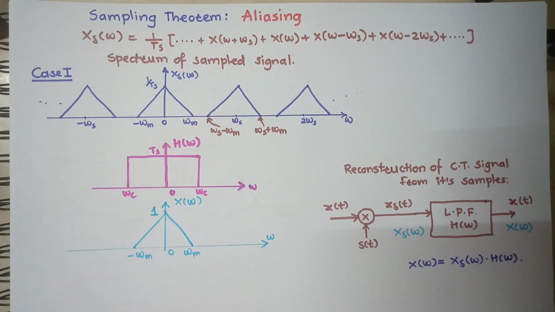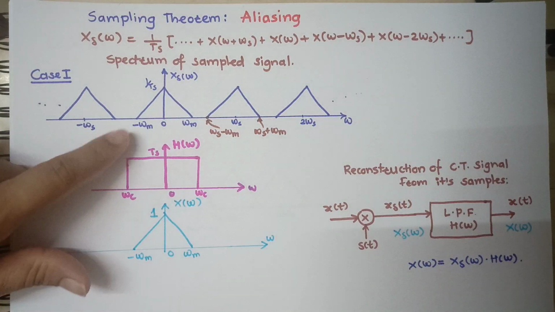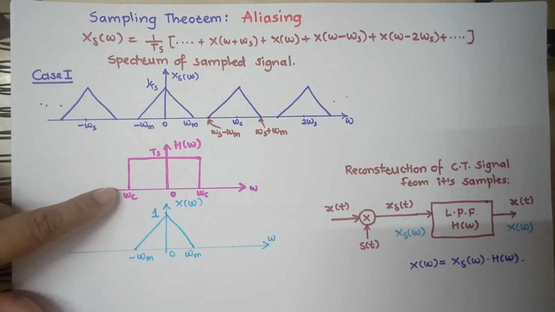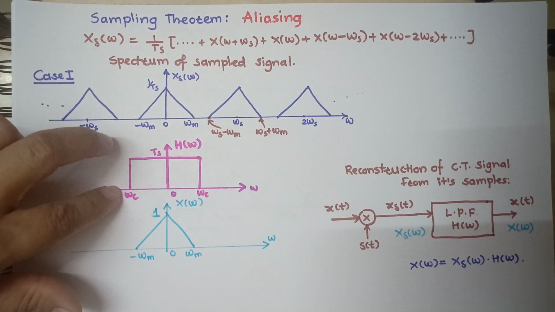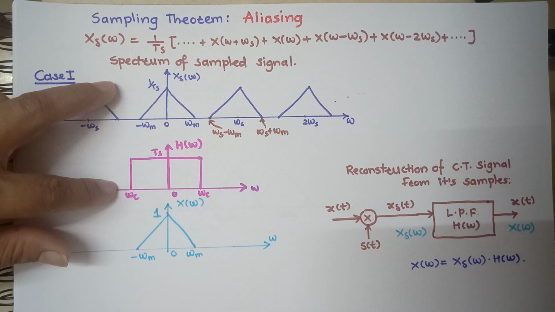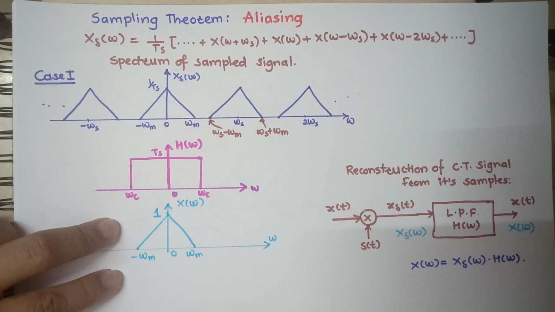So how to get back the continuous time signal? Because of sampling, these images are occurring, but we want only the original spectrum back. So to get this spectrum back, we'll use a low pass filter. We multiply this signal with this signal. So these two spectrums are multiplied and we get this spectrum like this.